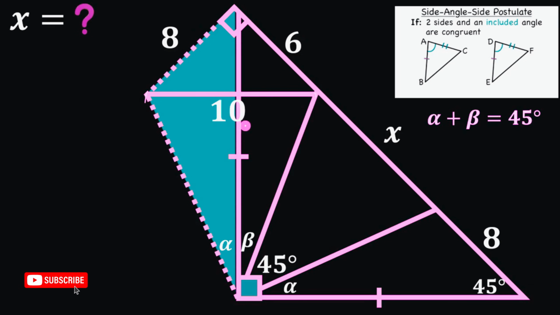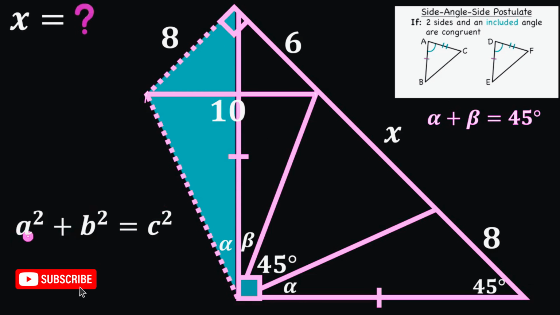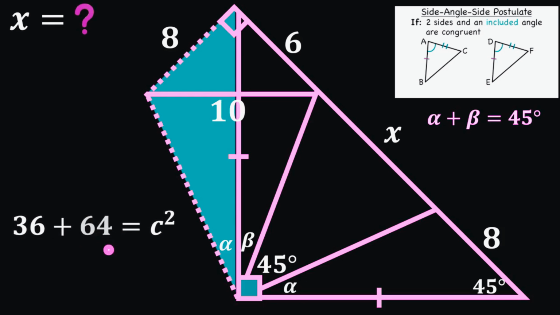Or we can use the Pythagorean theorem, a squared plus b squared equals c squared. You can replace the legs a and b with 6 and 8. Now, 6 squared is 36, and 8 squared is 64. Now, 36 plus 64 will end up to 100. Now, get the square root of 100. We get that the value of c is 10. So, the hypotenuse is 10.